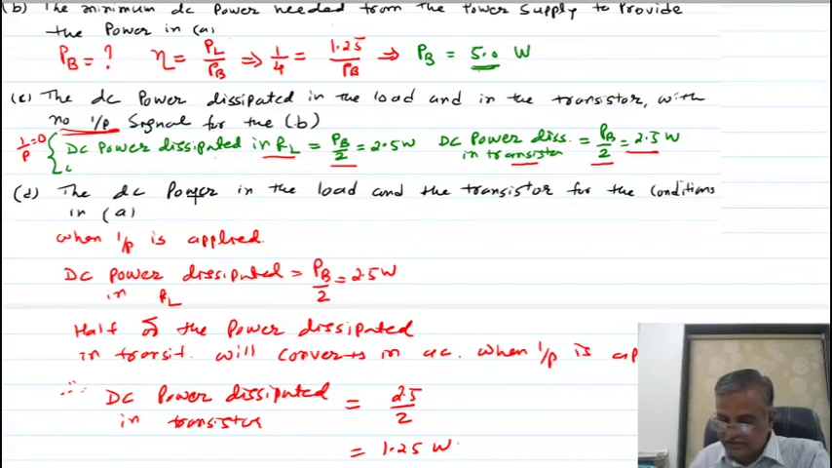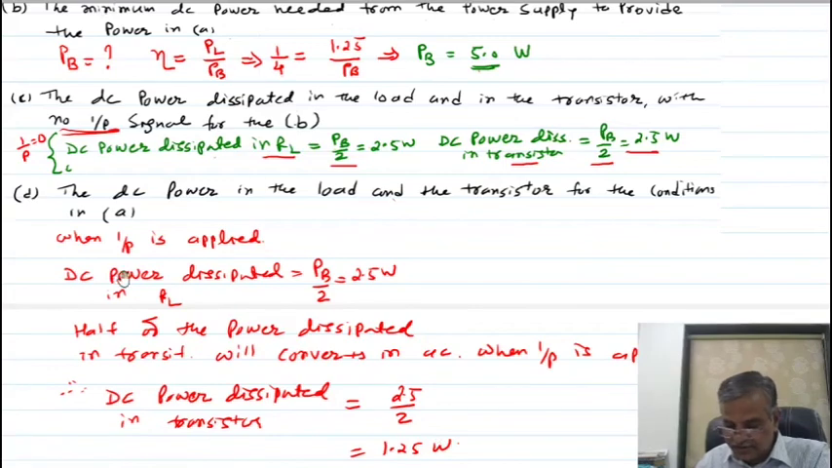See what the question is. The DC power in a load, the load is the same. And the DC power in the transistor, from this half is converted into AC, the remaining half will still be dissipated. So what is your answer? 1.25 watt. In this way you can solve your numerical. This is what I have discussed for the direct coupled resistive load amplifier.